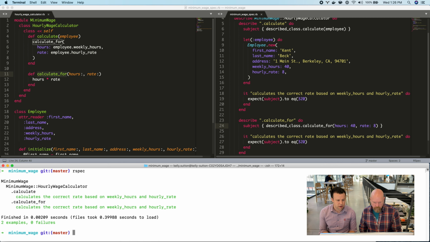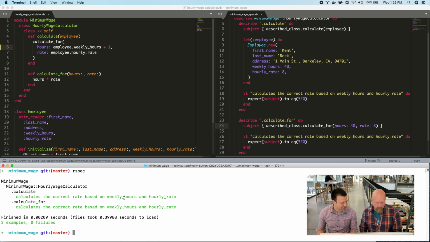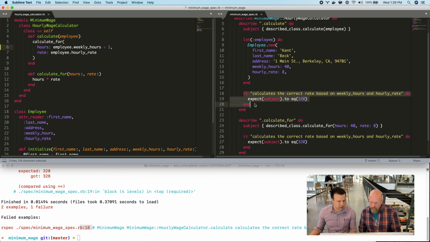Good. And then let's try to break this. Let's try to break the calculate for method. We accidentally add one common mistake, off by one. We run the test and we get exactly one test that fails. It tells us exactly which test failed, line 18, which is the method that's only testing that top level calculate method here. And then should we try it the other way too?